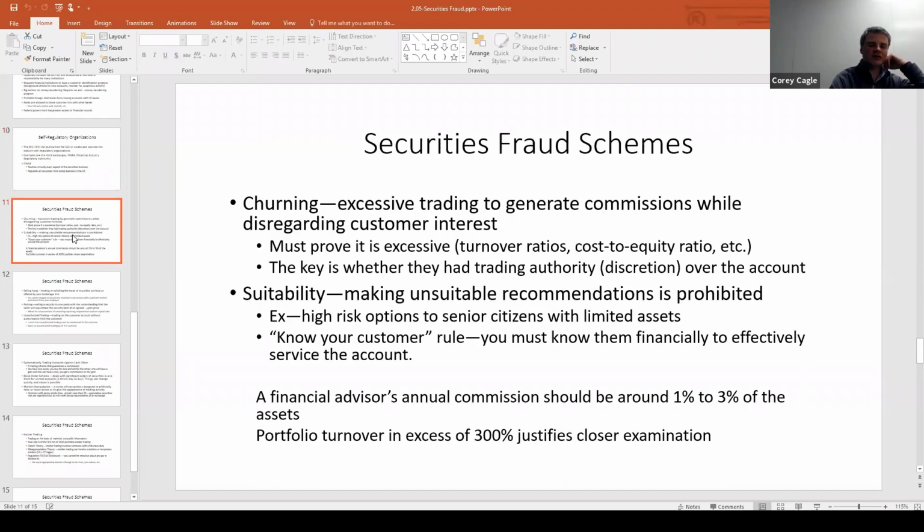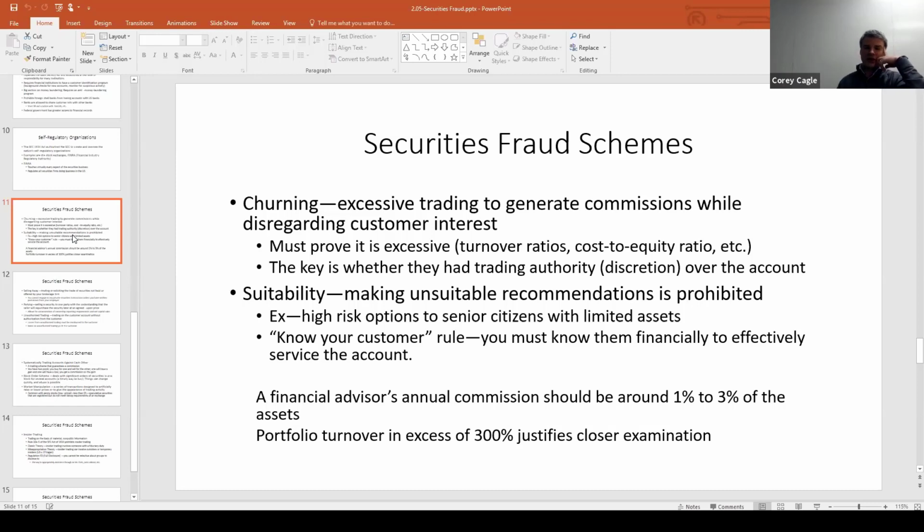All right, the fun part. Some of these we've encountered. I think this one we saw with our practice test on day one. So what kind of fraud schemes with securities? There's churning, the idea of churning stuff out. So excessive trading to generate commissions. What makes it a problem? You're disregarding the customer's interest. All right, how do you prove it's excessive? You can apply some ratios to see if it's kind of out of line. Of course, the key is whether they had discretion over the account.